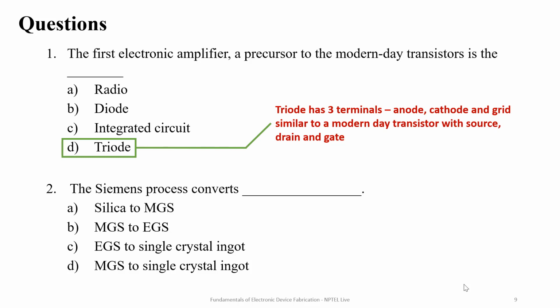So next is: the Siemens process converts dash to dash. A, silica to MgS, where MgS stands for metallurgical grade silicon; B, MgS to EgS, where EgS stands for electronic grade silicon; C, EgS to single crystalline silicon; or D, MgS to single crystalline silicon. So, what does the Siemens process do? Anybody?